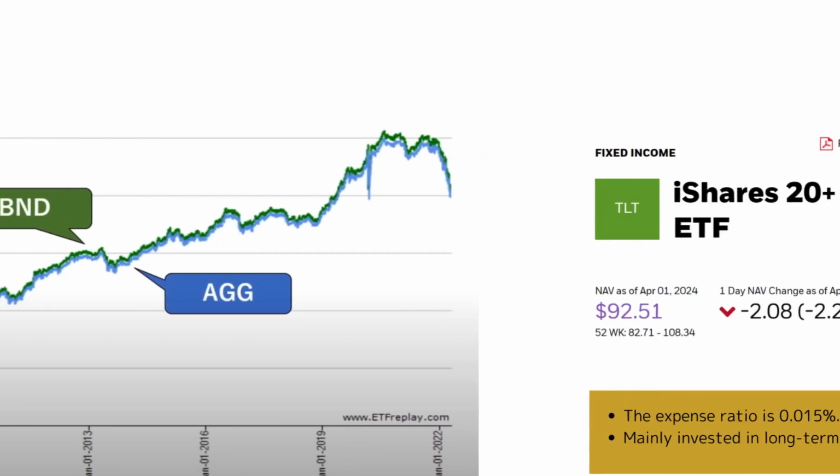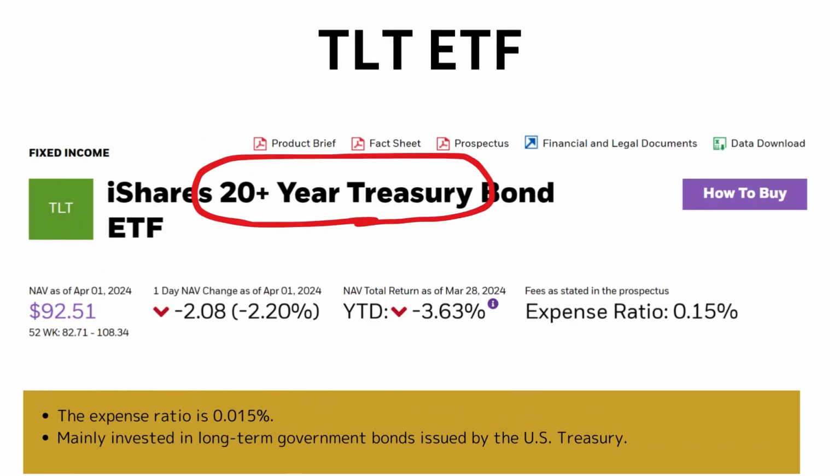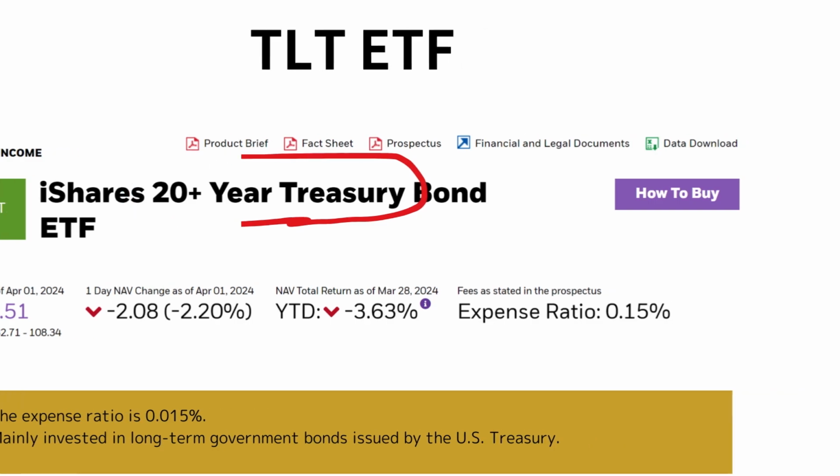with choosing either one. TLT is an ETF managed by BlackRock, like AGG, that invests heavily in long-term U.S. government bonds over 20 years. The ETF is primarily invested in long-term government bonds issued by the U.S. Treasury, aiming for stable interest returns and capital preservation for investors.